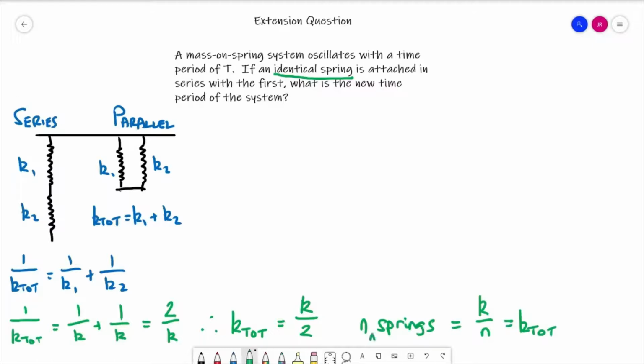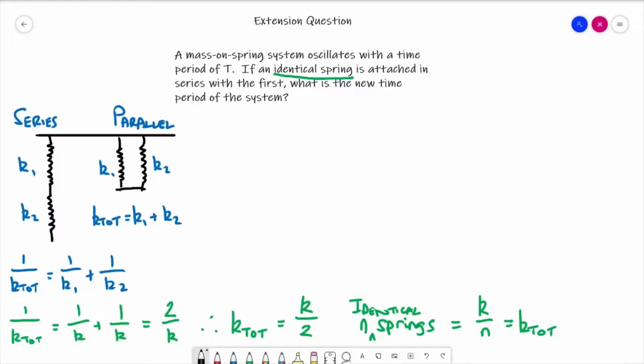Of course, as I said, that only works when we have identical springs. I can't even spell identical there. Let's try that again. If we have springs with different spring constants, then you do need to go back to the reciprocal equation and work it all through. Anyway, let's come back to the question that we've got.